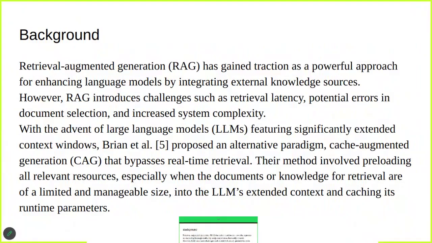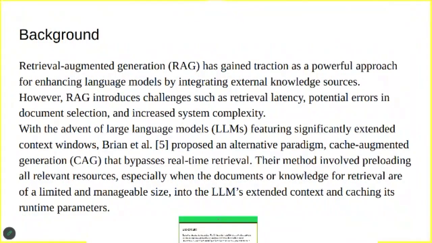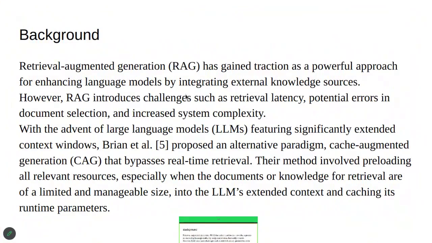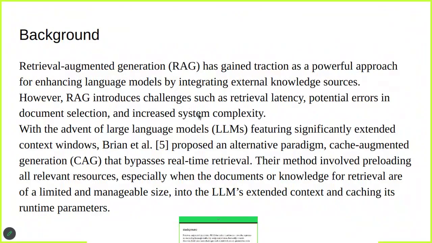So if we look into that, augmented generation has gained traction as a powerful approach for enhancing language models by integrating external knowledge sources. However, retrieval augmented generation introduces challenges such as reduced latency, potential errors in document selection, and increased system complexity. The advent of large language models featuring significantly extended context windows.